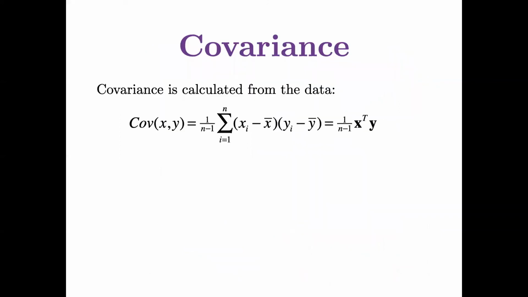When it comes to the actual calculation of covariance, the sample covariance is calculated from the data. Again, we have some constant out front. And we are taking the inner product of the centered vector X and the centered vector Y. Again, the centered vector means that we've subtracted the mean from every observation. And so this sum is a sum of the product of corresponding elements. Well, that's an inner product.